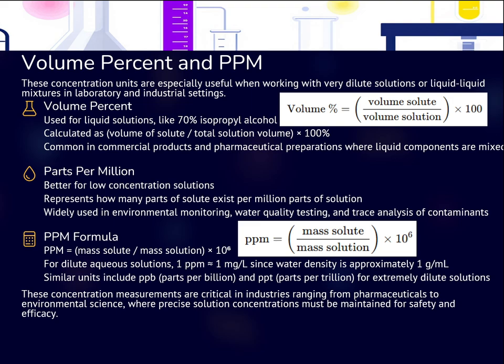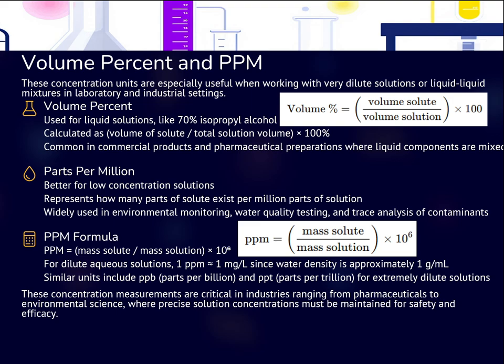Now, when solutions are extremely dilute, like pollutants in water, for example, we tend to use parts per million, or ppm. And this is basically a mass ratio scaled up to the millions, right? ppm is going to be the mass of the solute divided by the mass of the solution, which by itself is going to be a pretty small number, but then we're going to multiply that by 10 to the 6th power. Now, we're using the 10 to the 6th power because that is in fact 1 million.